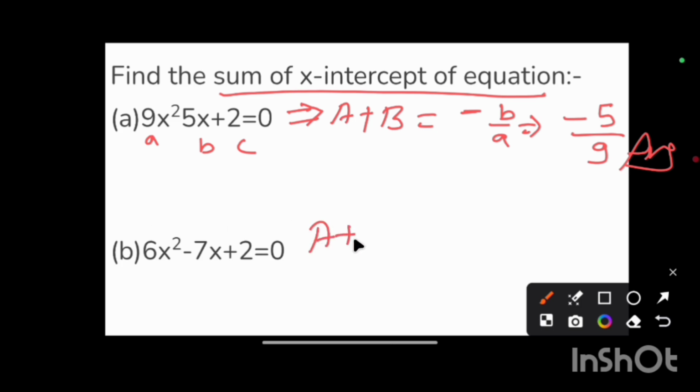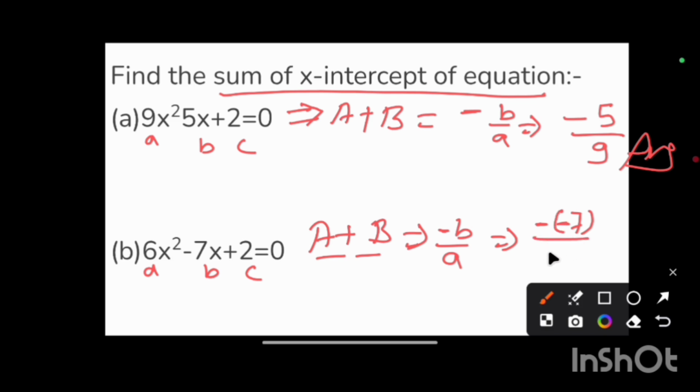In equation B, let alpha and beta be the 2 roots of this equation. Here it is a, it is b, it is c, and the sum is equal to negative of b over a. Here minus negative of 7 over a, means 6, and it is plus 7 over 6, and it is the answer.